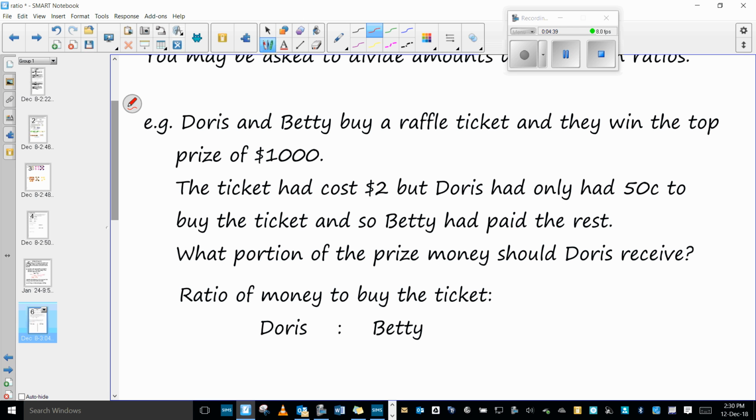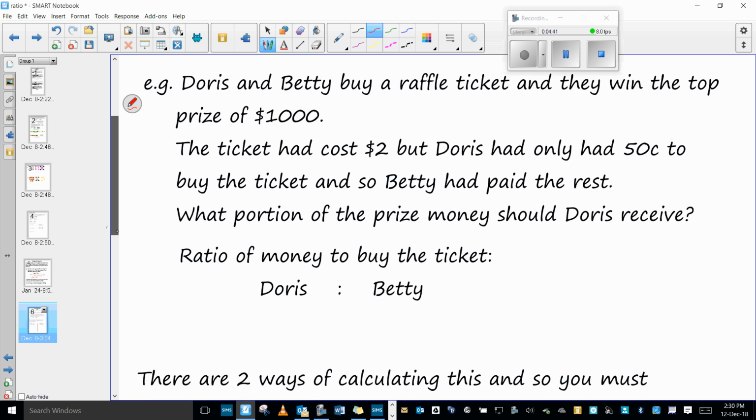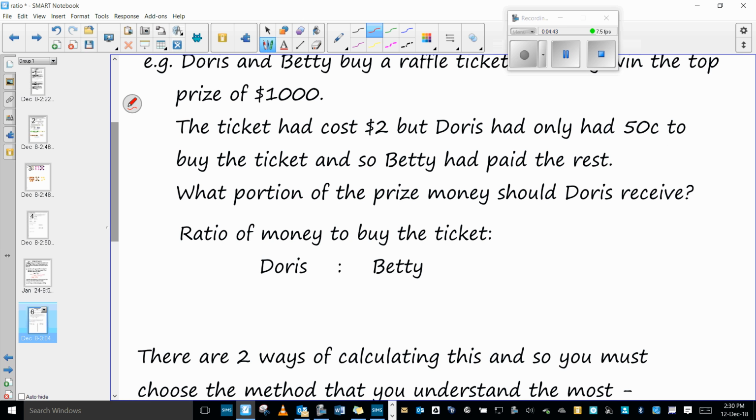So we first of all have to decide how much did Doris pay? How much money did Doris pay? 50 cents. So I'm going to do these in cents. How many cents did Betty pay the ticket? So the ticket cost $2. Doris has paid 50 cents. How many cents did Betty pay?